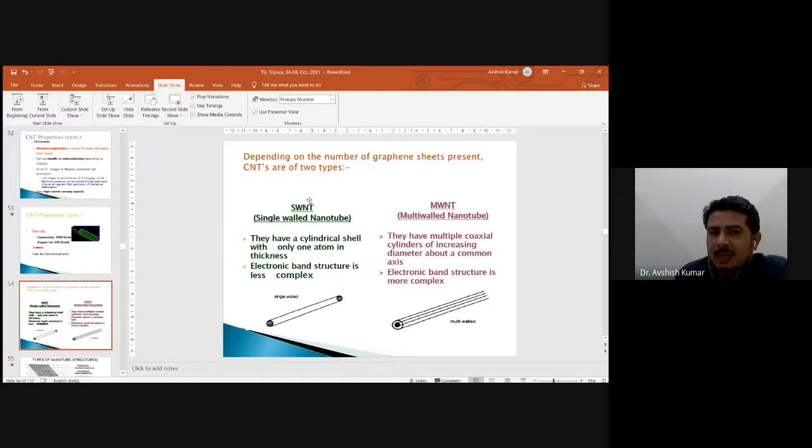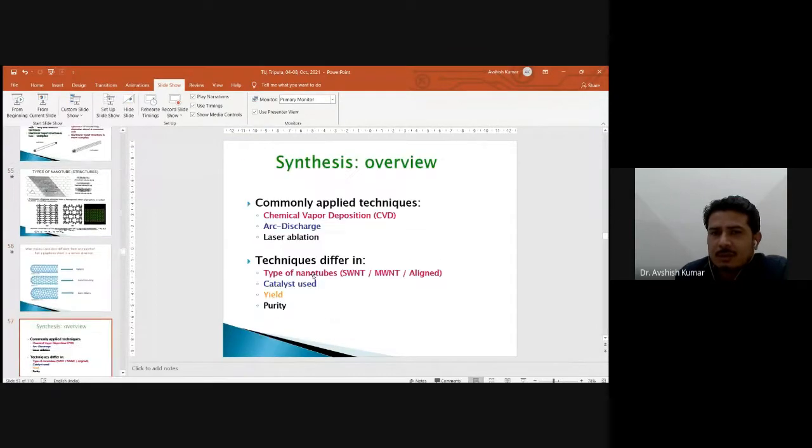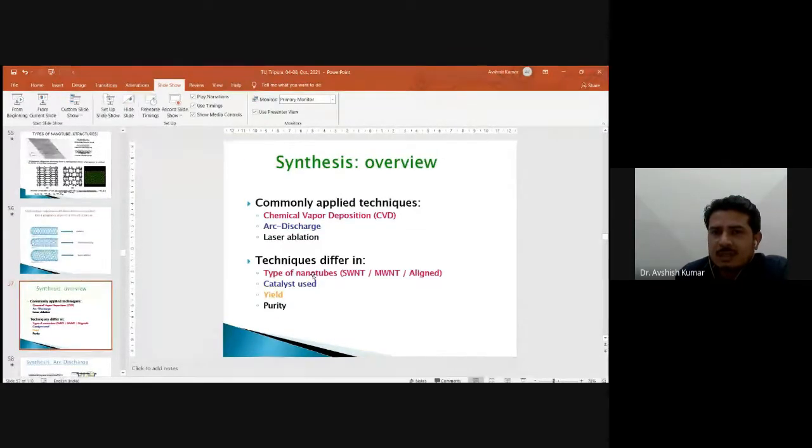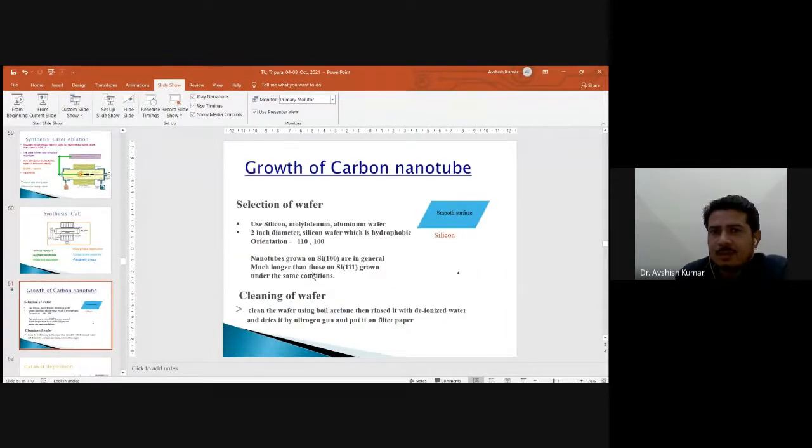So here the main important point is that it is not easy to synthesize SWCNTs, but it is easy to synthesize MWCNTs. But if you talk about the electronic band structure, in this case it is complex, and in the other case it is not that complex. So I just want to discuss the synthesis part, the growth of carbon tubes.